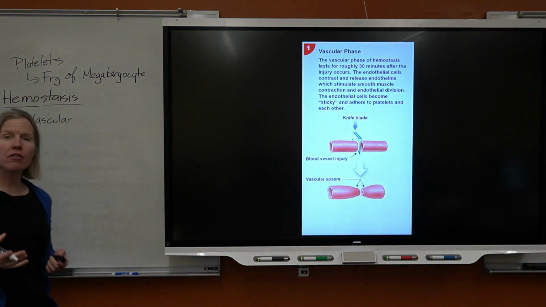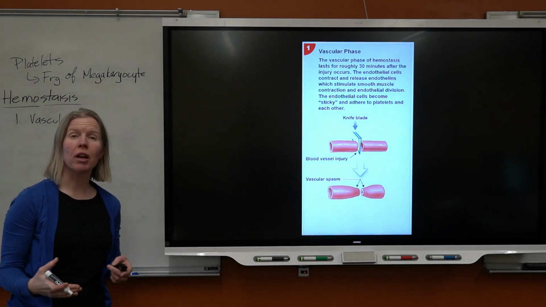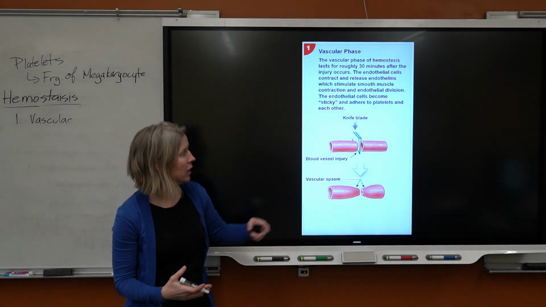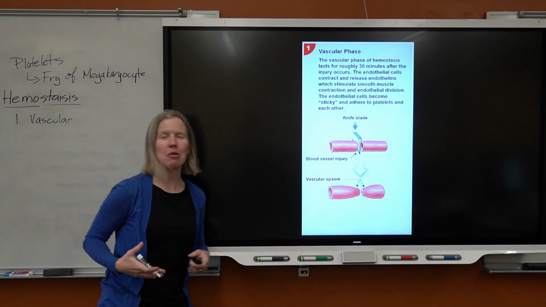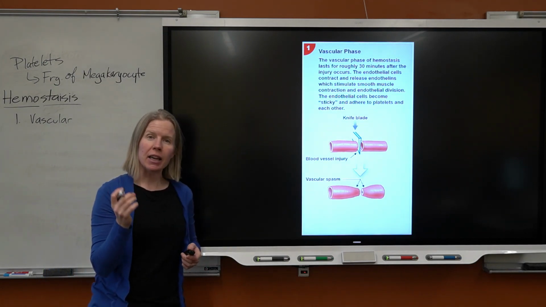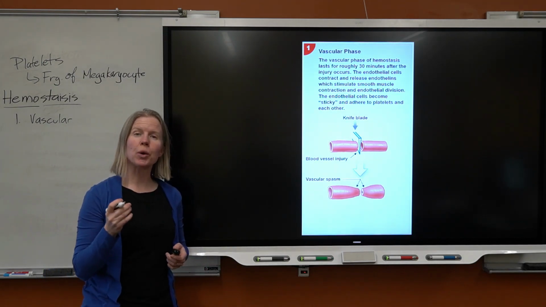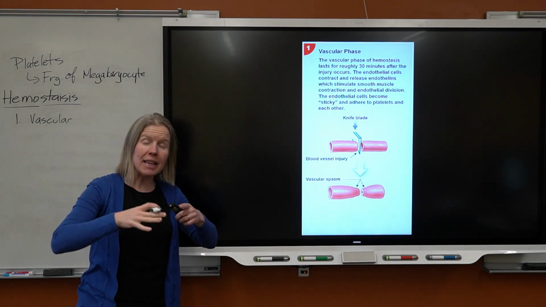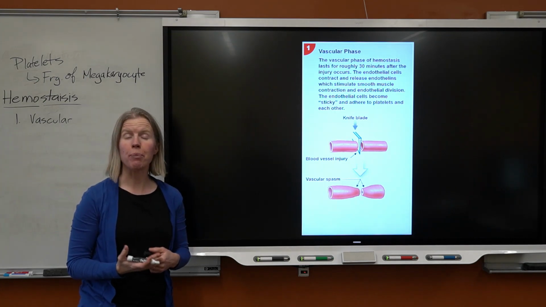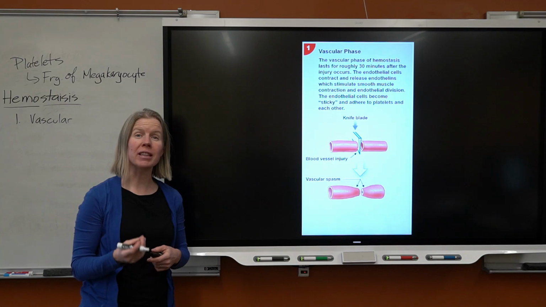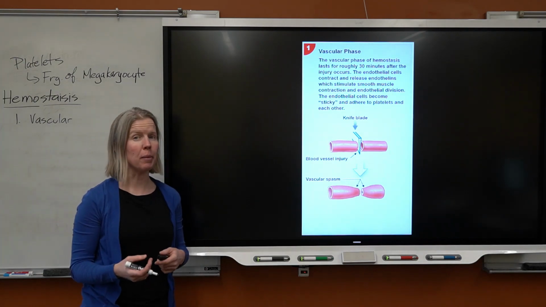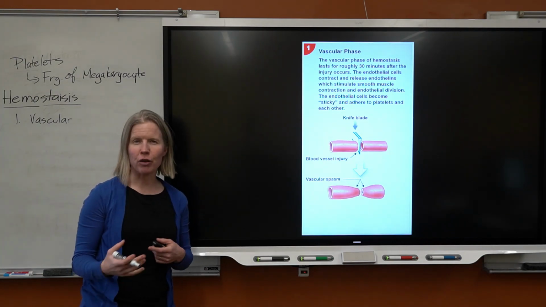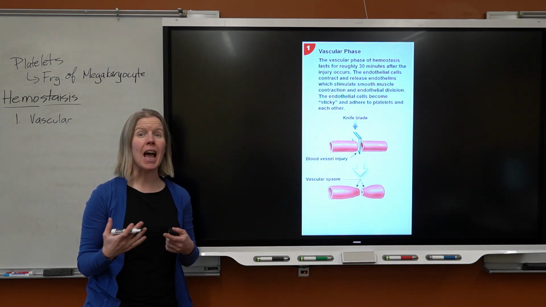Right? And the vascular phase begins when a blood vessel is injured. Here we have a knife blade slicing through a blood vessel. But the injury is also going to occur to the inside lining of the blood vessel. The inside lining is made up of a simple squamous epithelium, and we refer to that in the cardiovascular system as endothelium.